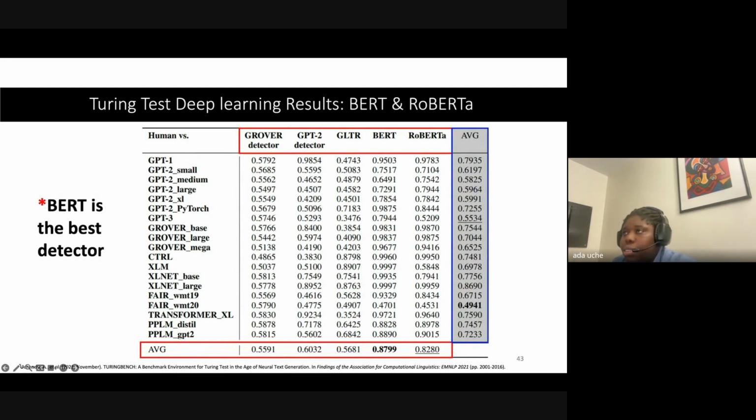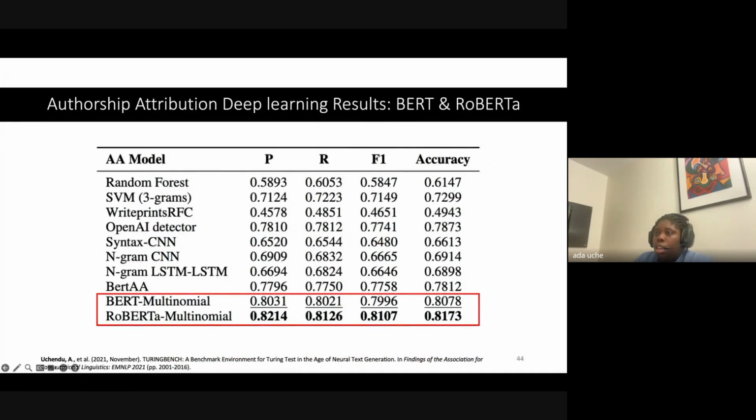So for the Turing test task, which is the binary classification, we looked at human versus each of them, creating 19 subtasks, and we compared different state-of-the-art detectors: Grover detector, GPT-2 detector, GLTR, BERT, and RoBERTa. And we find that BERT achieved the highest performance. And then for the multi-class setting, RoBERTa achieved the highest performance, just slightly outperforming BERT.